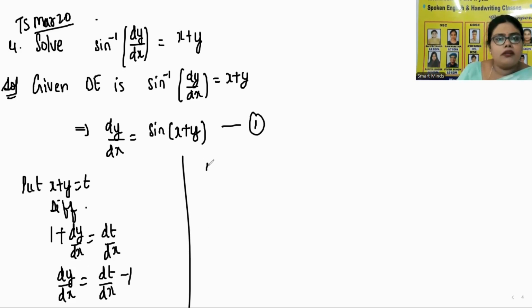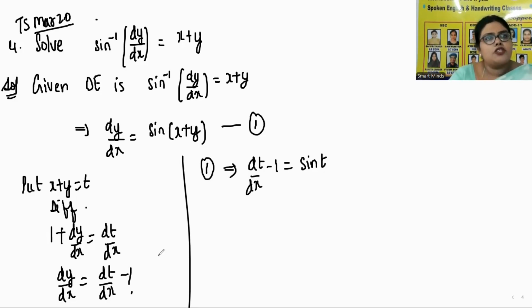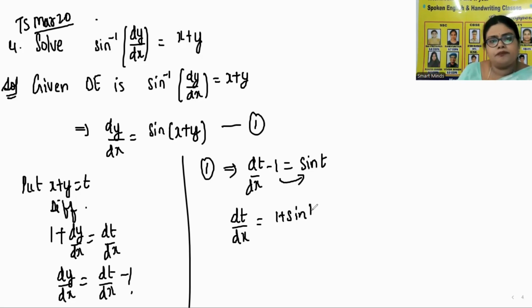Now how will 1 transform? In the place of this dy by dx, I will put dt by dx minus 1. Okay. dt by dx minus 1 is equal to sine. In the place of x plus y, we will write t. Understood? Now I will take this minus 1 to the right hand side. We will get dt by dx is equal to 1 plus sine t.